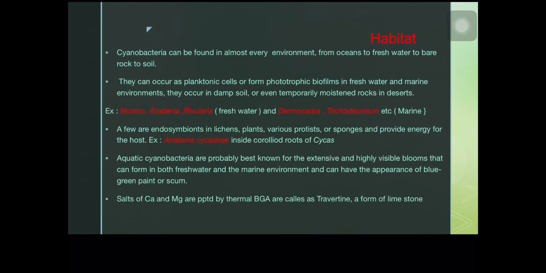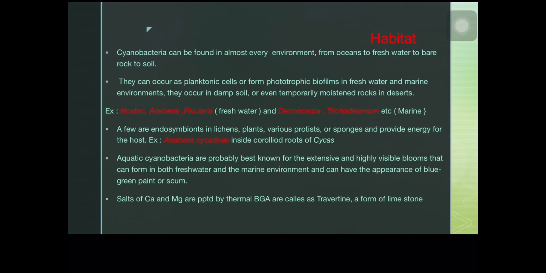They are present as planktonic cells that are suspended in the water, and they are present in the form of phototrophic biofilms in freshwater and in marine water. Examples of organisms which live in freshwater are Nostoc, Anabaena, Rivularia, and examples of organisms which live in the marine habitat are Dermocarpa, Trichodesmium. Few other organisms live in association with other life forms like fungi in the form of lichens, or in plants, protists and sponges in a mutually beneficial relationship. An example for such a symbiotic relationship is Anabaena cycadeae, which is present in the coralloid roots of Cycas.